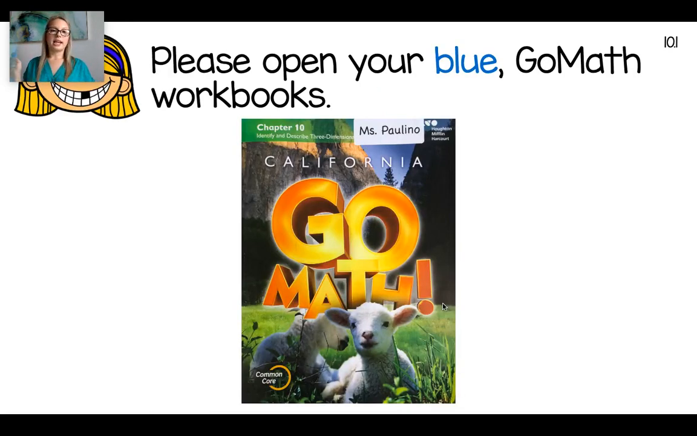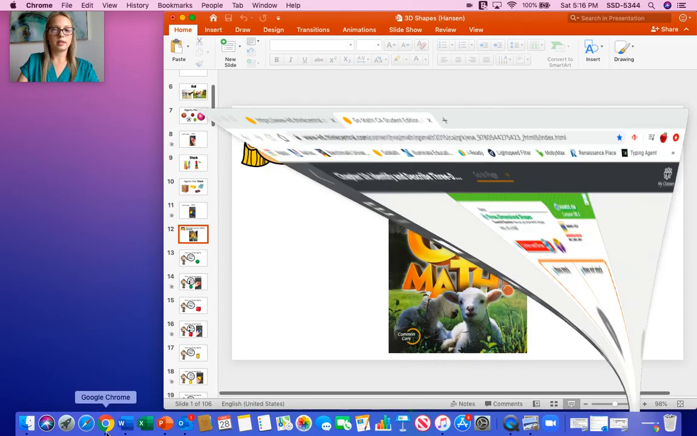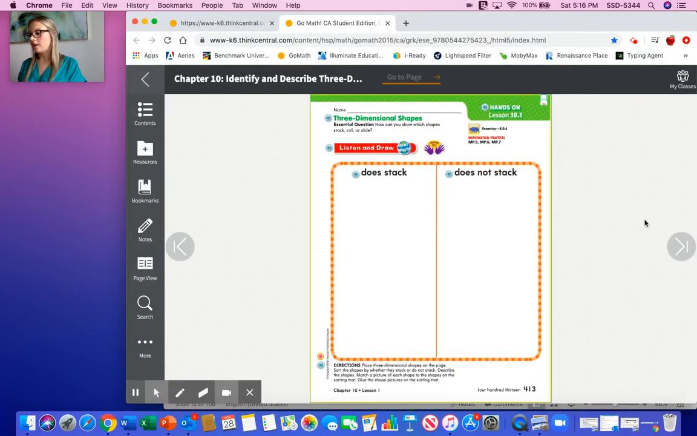Okay, go ahead and get your journals ready to go. And you're going to open up to this page here. If you have mom or dad with you, you can ask them to help you. It's page 413.